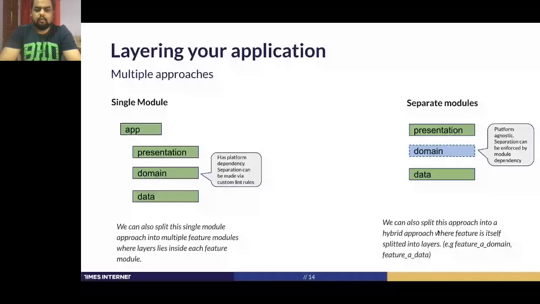Most of the time, we move between these two. The hybrid approach is seen when, let's suppose, we need dynamic plugins or dynamic feature delivery. You can achieve that by layering your application by feature, and inside the feature, you can have data, domain, and presentation layers.